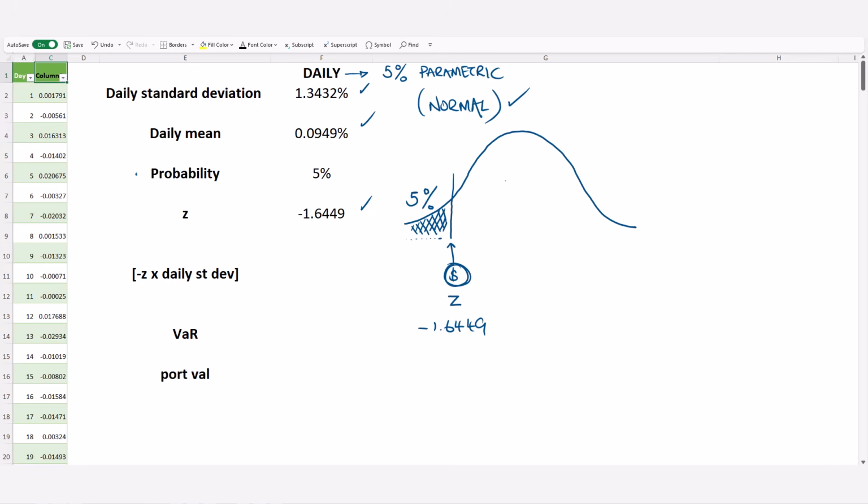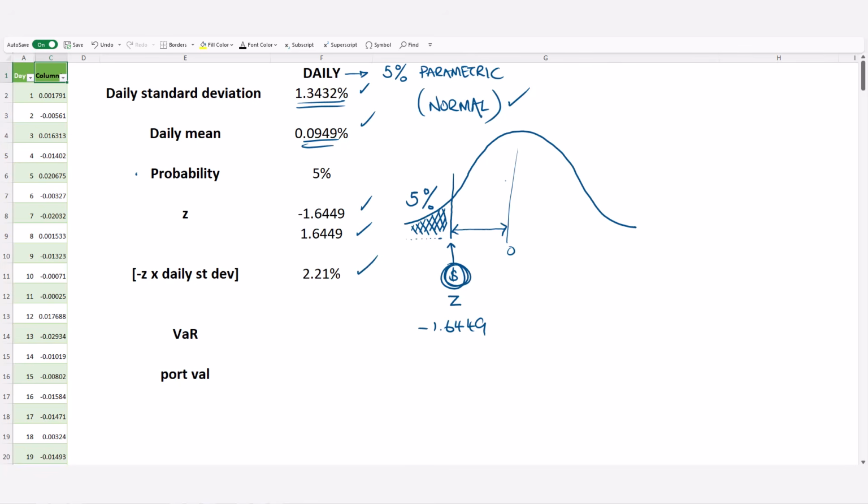Now, just to be consistent from a CFA point of view on how they calculate it in the learning module, I'm going to refer to the Z as a positive number. We can see clearly we are to the left of the mean. This would be the mean. That's a Z value of 0. We know that's a mean return of 0.0949%. So we are to the left, but they put it in as a positive value and say, right, let's calculate this distance, the distance from the mean to this cutoff point, as plus 1.6449 times the daily standard deviation of 1.3432%.